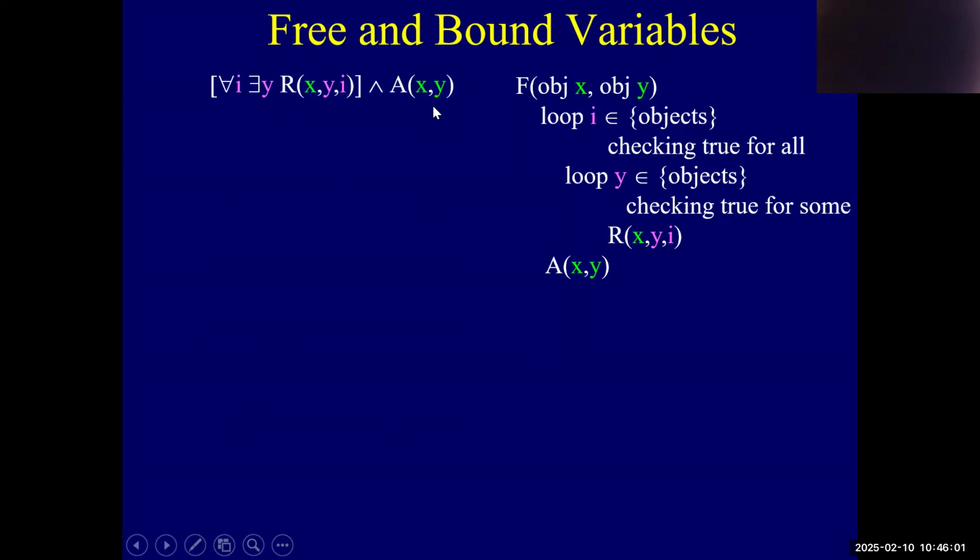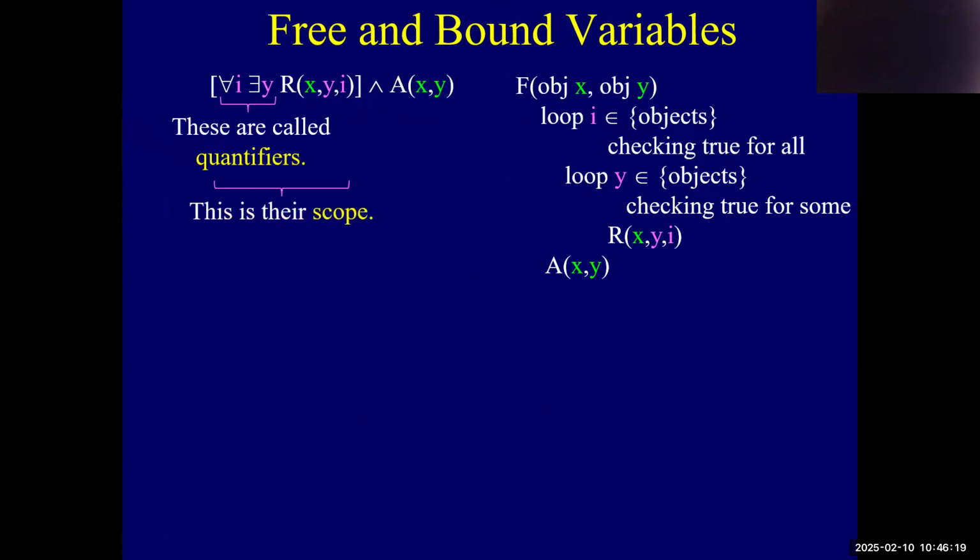We're saying, what are we saying? We're saying X and Y are kind of free. They're given to us by the outside world. And then we have a loop over I and a loop over Y, right? And what's their scope? Scope of these guys is just within the bracket, right?